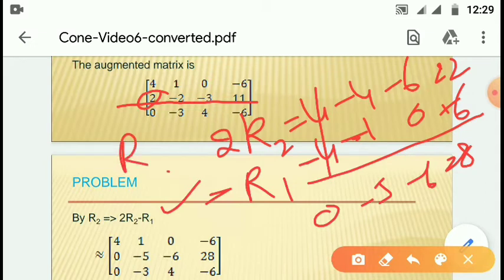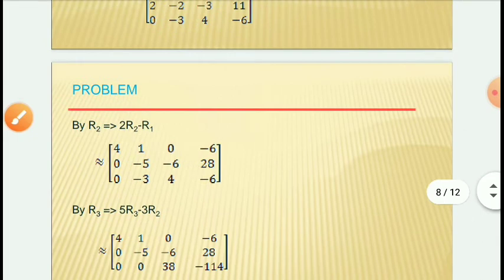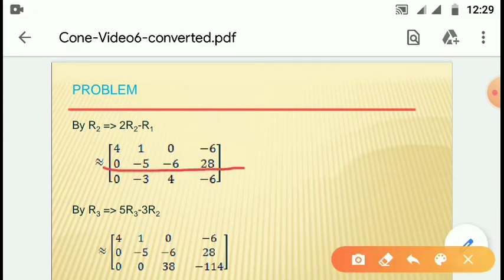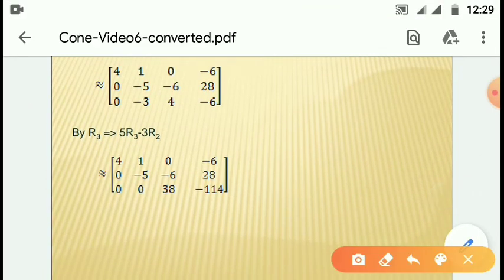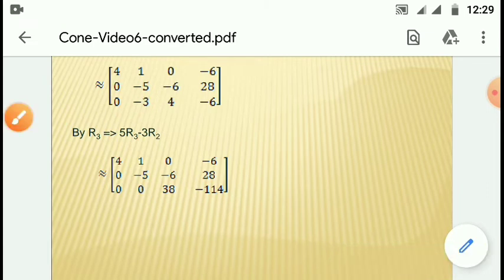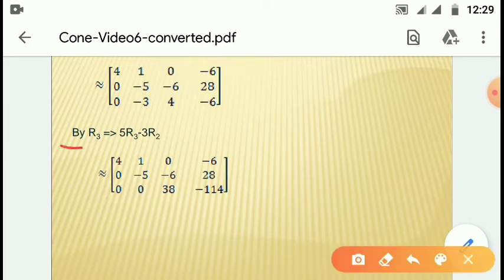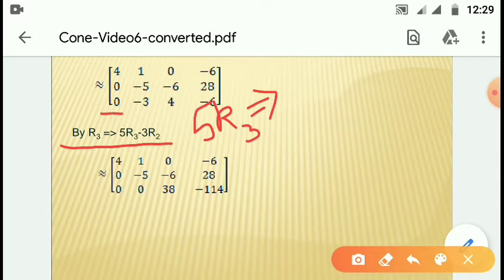Therefore R2 will be converted like this: 0, minus 5, minus 6, 28, by applying this row operation. Now these two elements have become 0, and we have to convert this element into 0. For that we apply this operation: R3 implies 5R3 minus 3R2. Actually, 5R3 means multiplying R3 with 5.